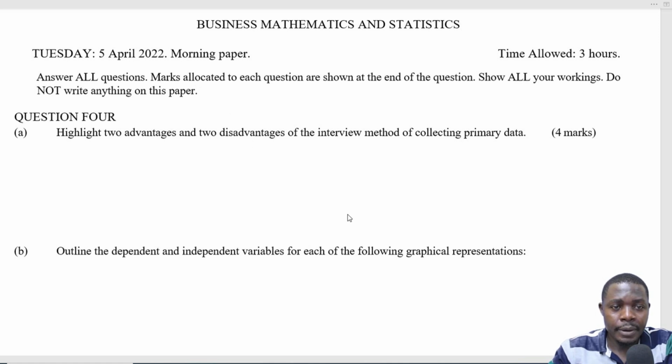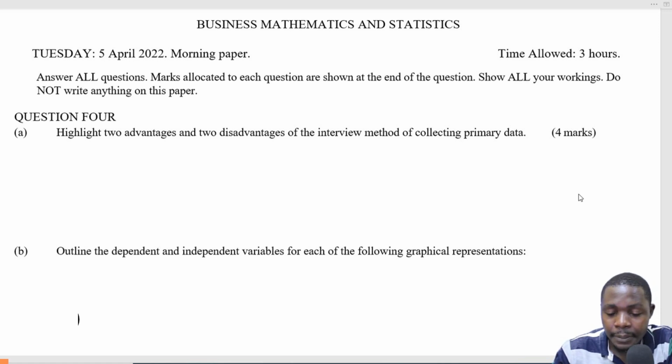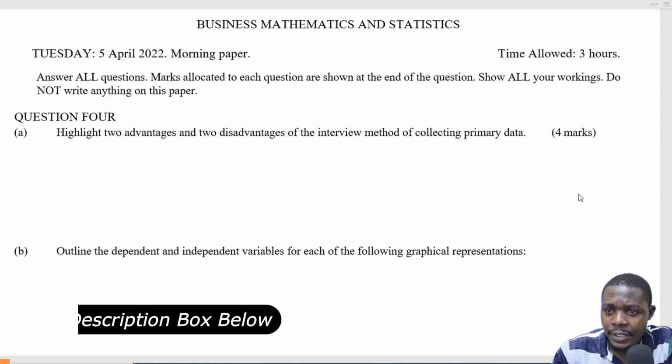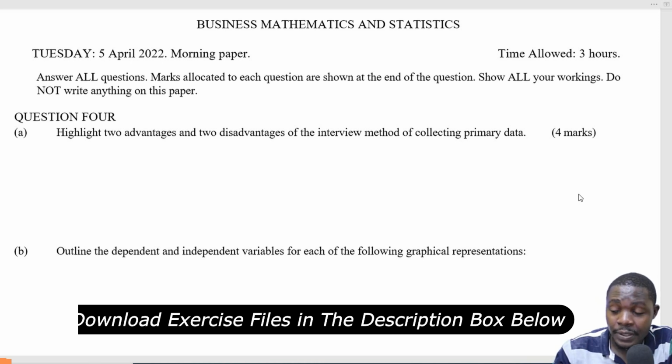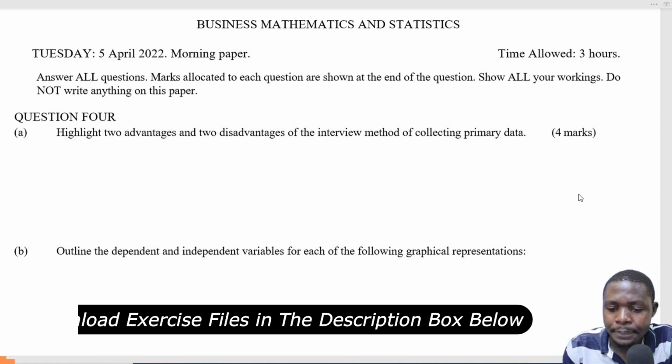This is question number 4 of April 2022. It reads: question 4A, highlight advantages and disadvantages of the interview method of collecting primary data. An interview is just a matter of asking questions and getting answers from the respondent on the field.